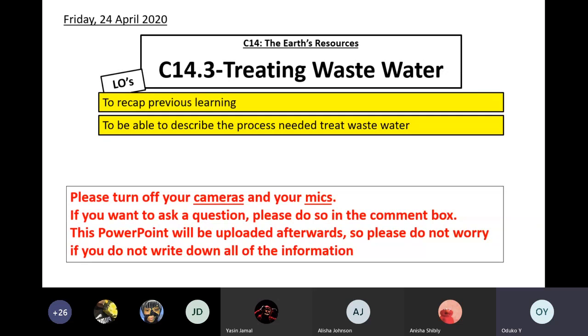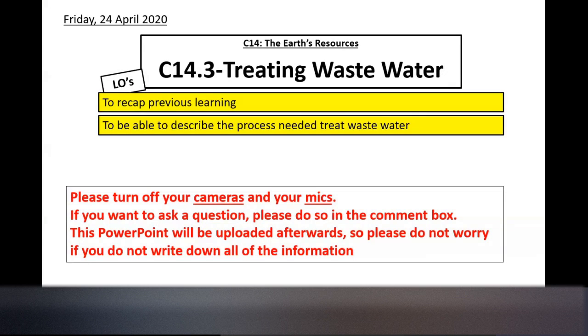What we're going to be looking at today is treating wastewater, and there's two main things that we are going to do. First thing we're going to do is recap some of our previous learning, some of the stuff that we've learned about previously in this topic, chapter 14, the Earth's resources. And then afterwards, we're going to look at the process needed to treat wastewater.